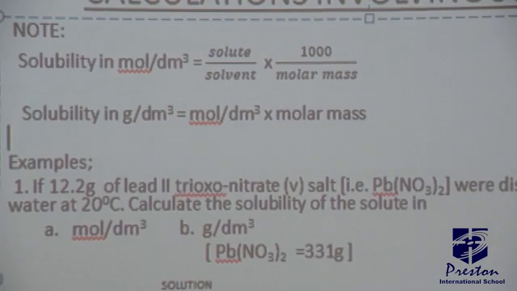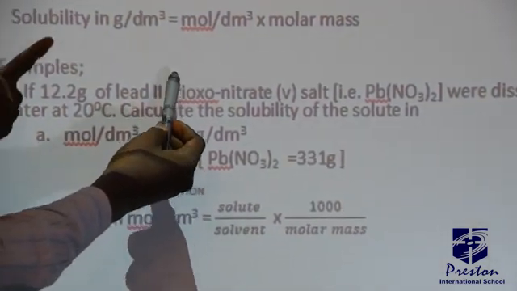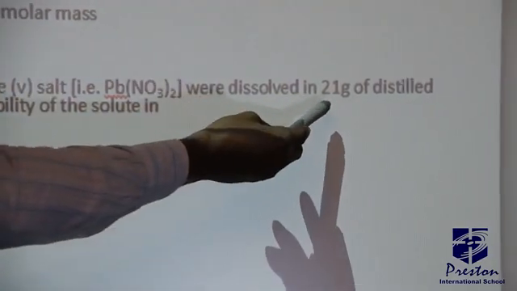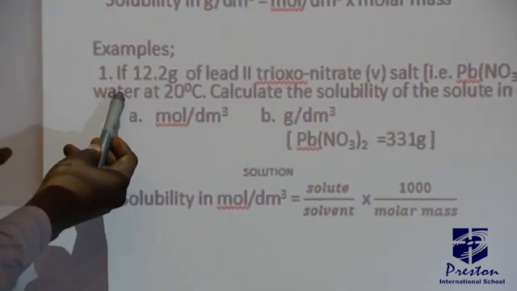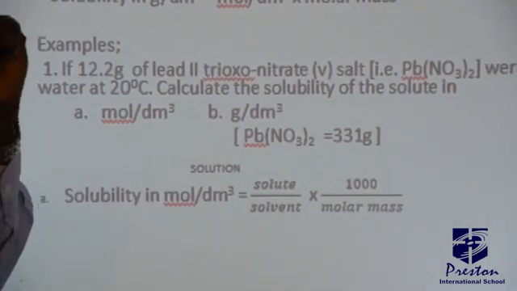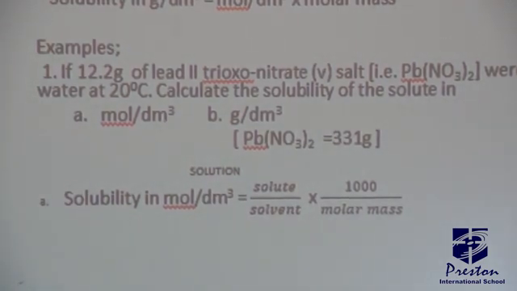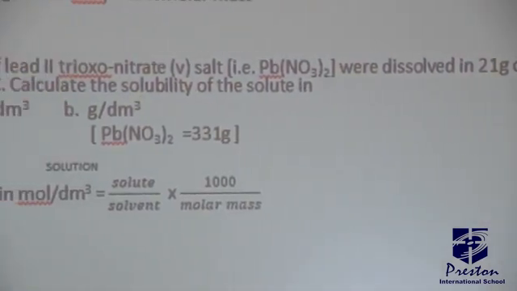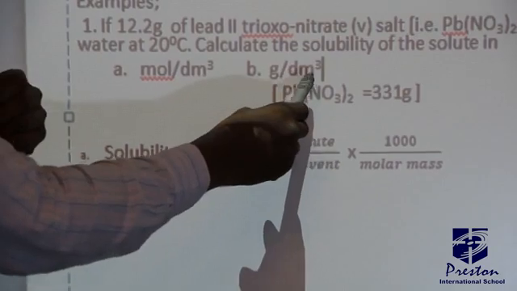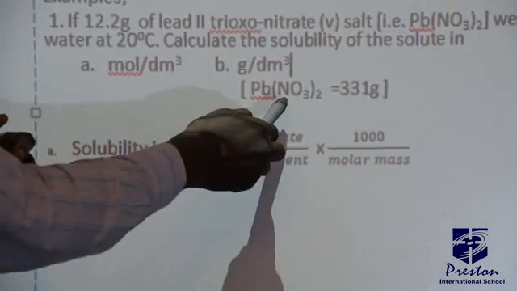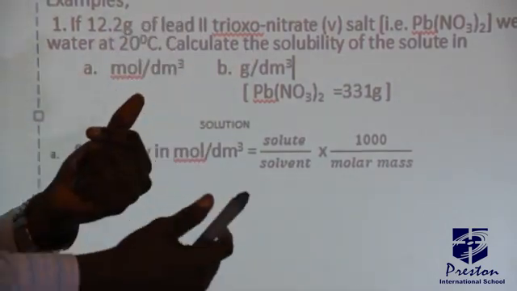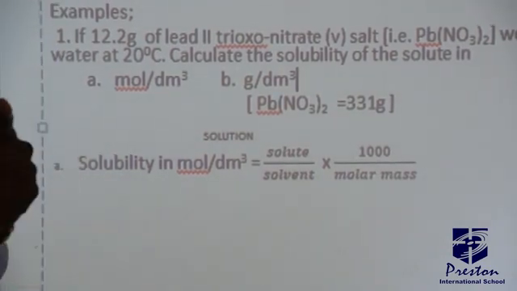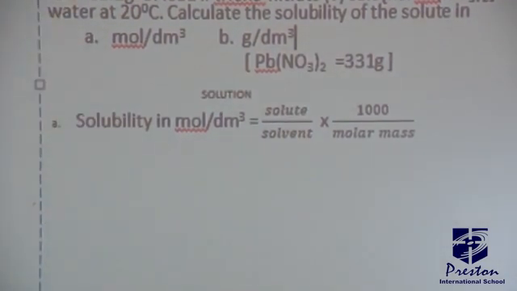All right, question number 1. If 12.2 grams of lead(II) nitrate, that is Pb(NO3)2, the chemical formula, were dissolved in 21 grams of distilled water at 20 degrees Celsius, that is the specific temperature under which the dissolution is taking place, then calculate the solubility of the solute in A, mole per dm cube, B, grams per dm cube. And you have been given the relative molecular mass of lead(II) nitrate already as 331. But mind you, if you are not given this, you need to calculate it by yourself. Okay? Let's look at the solution.